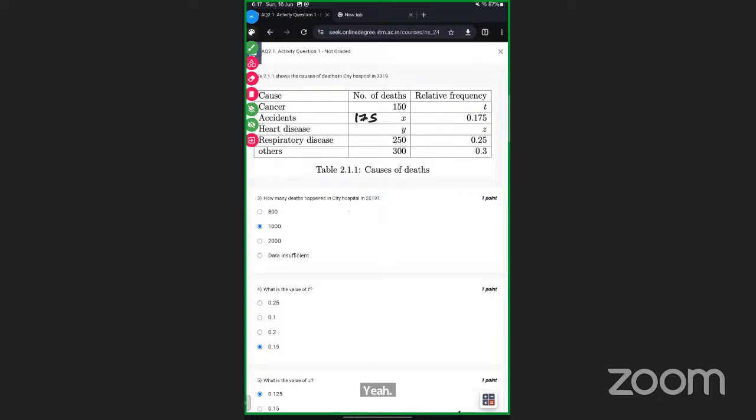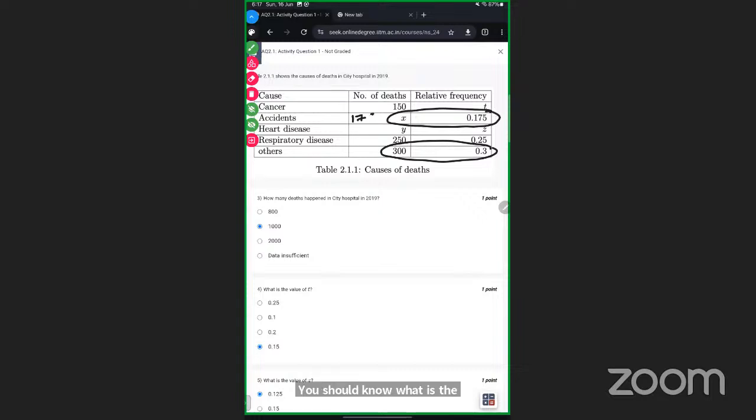So this is asking only about deaths. You should know what the ratio is. From this and this you can find x. So from this, x is going to be 175. Correct? Now you need to find z, right? How will you know what y is? Then we can find the value of y, that is 125.